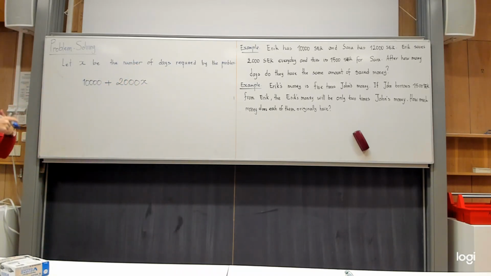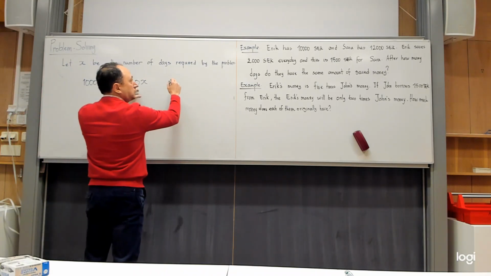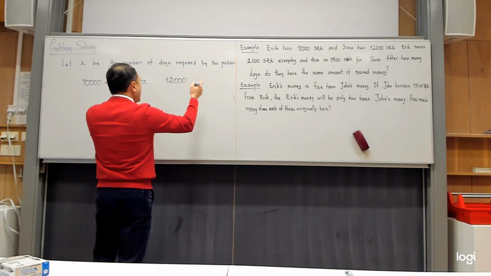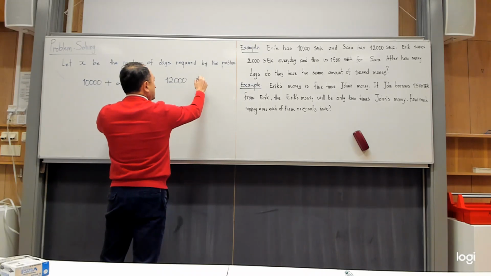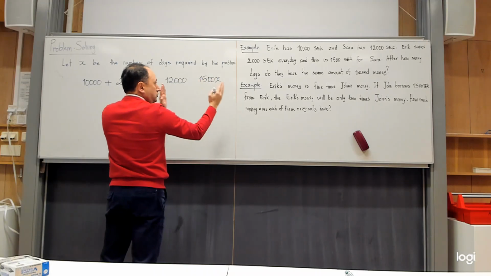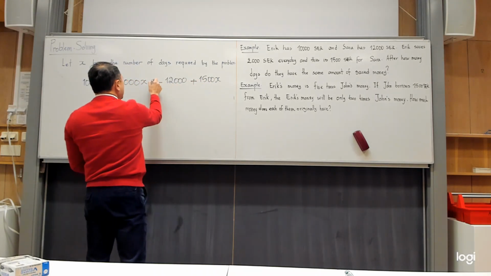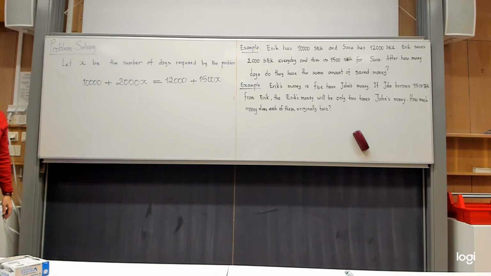Yes? And something similar for Sarah. Sarah starts from which money? 12,000. But every day she only saves 1,500. So 1,500 times x is the money she saves during this period, and she has this initial money. And then we are interested to see when these two amounts of money are the same. Yes? But this is also good to know.